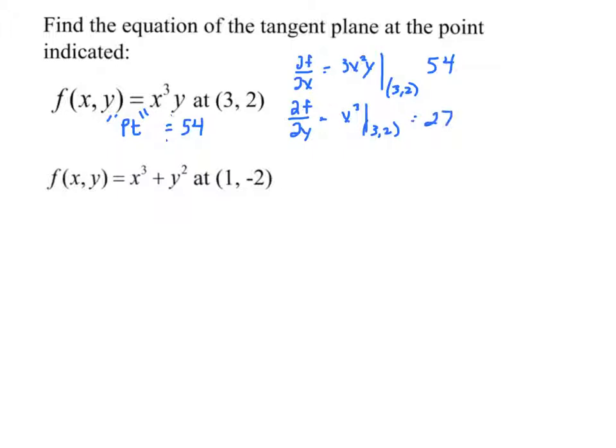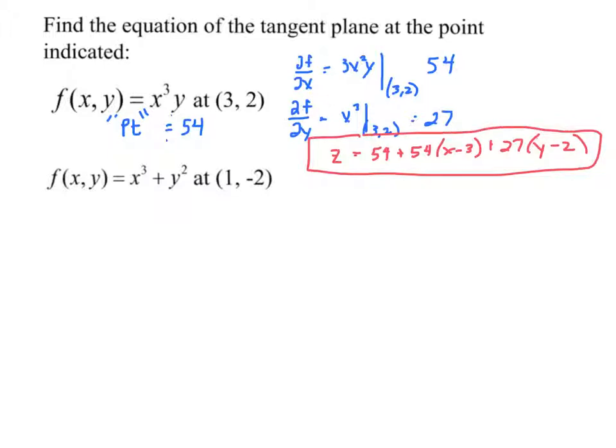So my tangent plane would be z equals the point plus the x slope times x minus the x coordinate, plus the y slope times y minus the y coordinate. Just like that. There's my tangent plane.